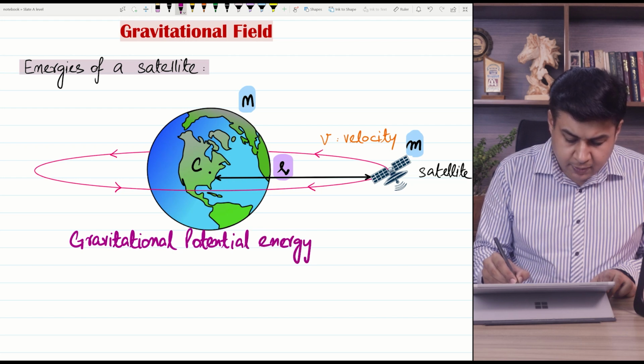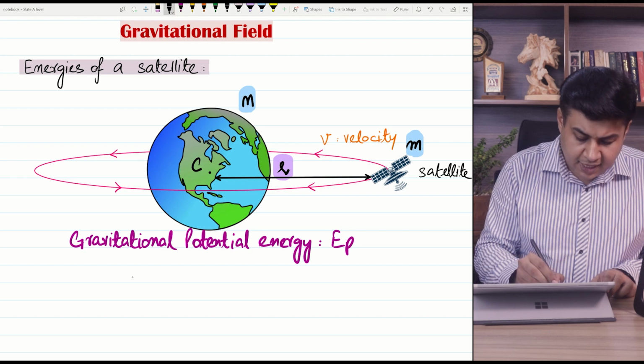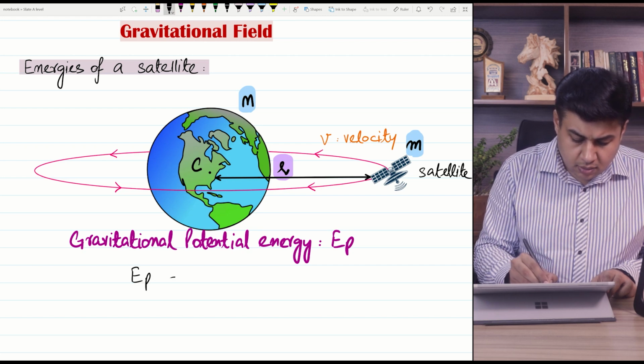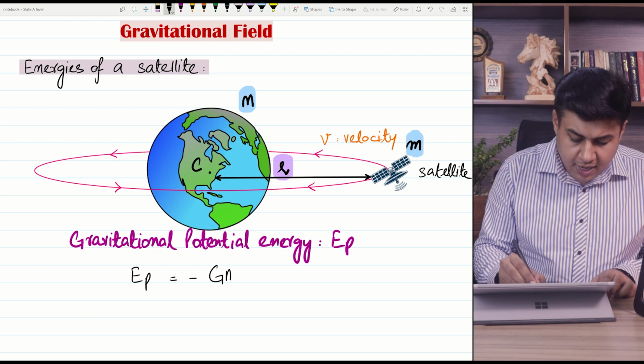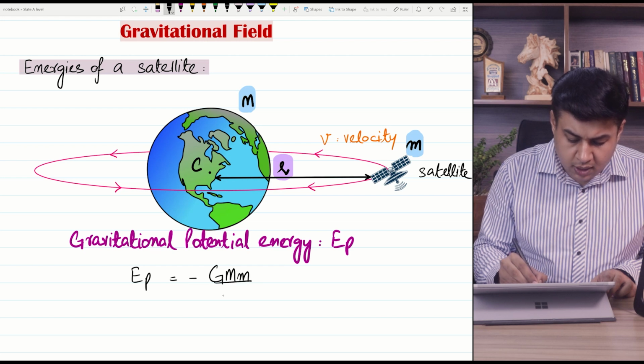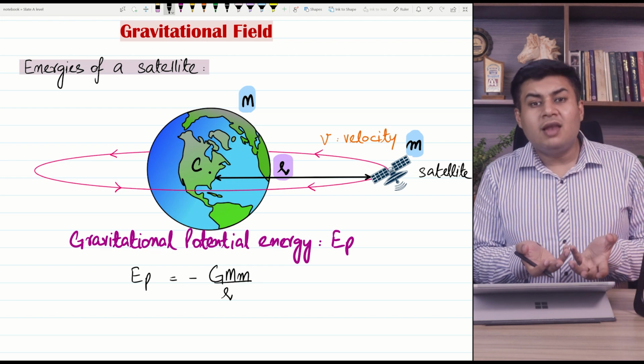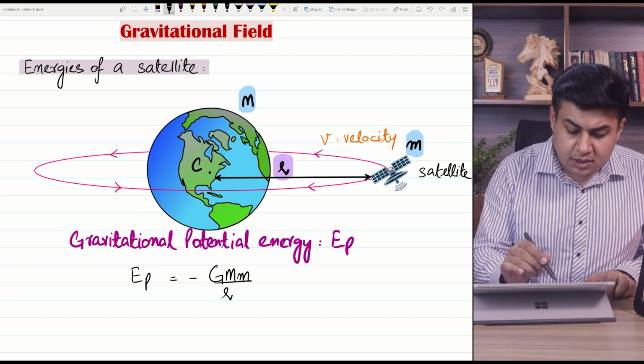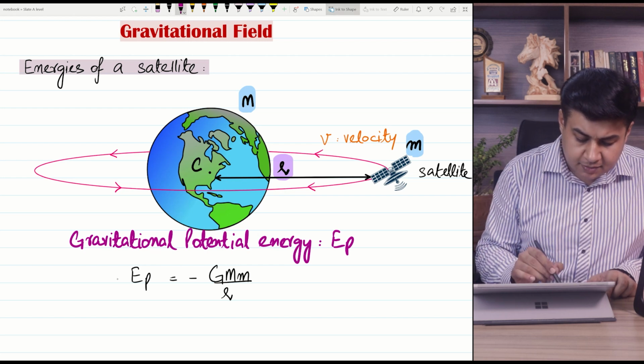Right? You know the expression of gravitational potential energy. Gravitational potential energy of satellite is equal to minus G(M)(m) over r.